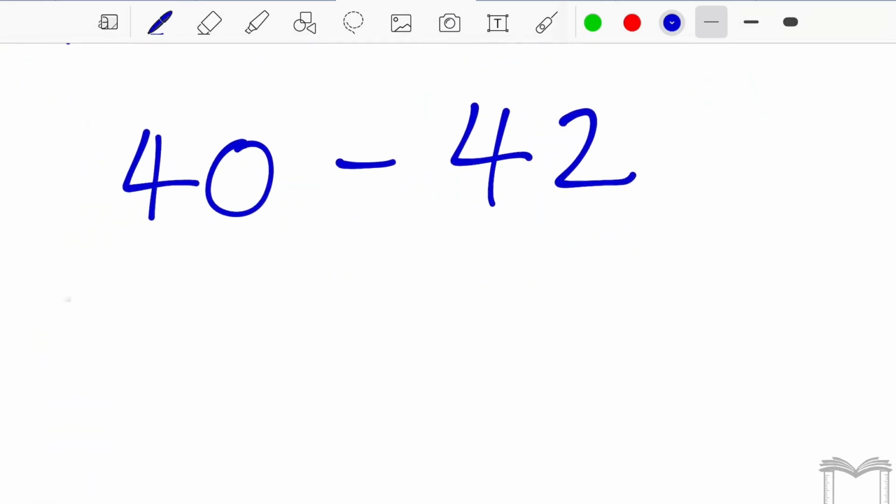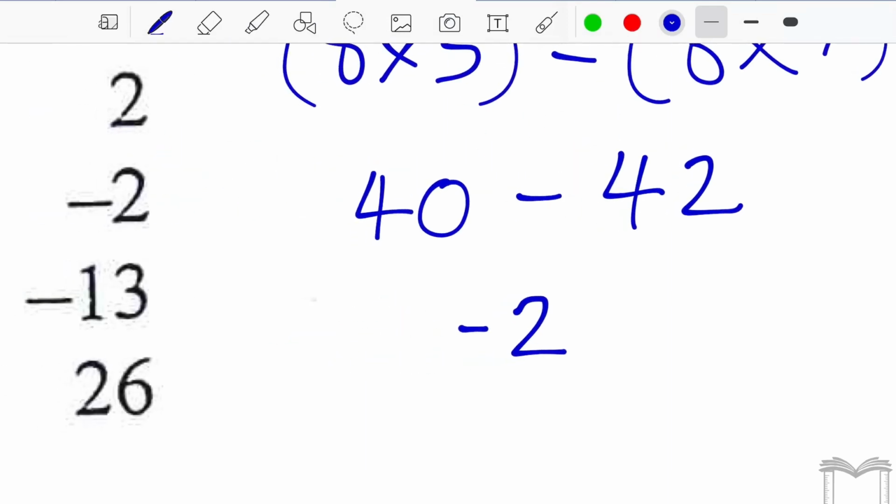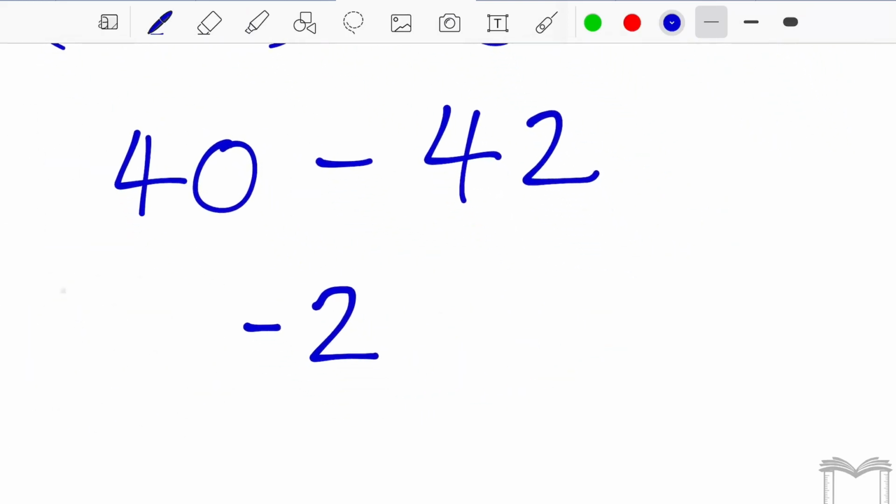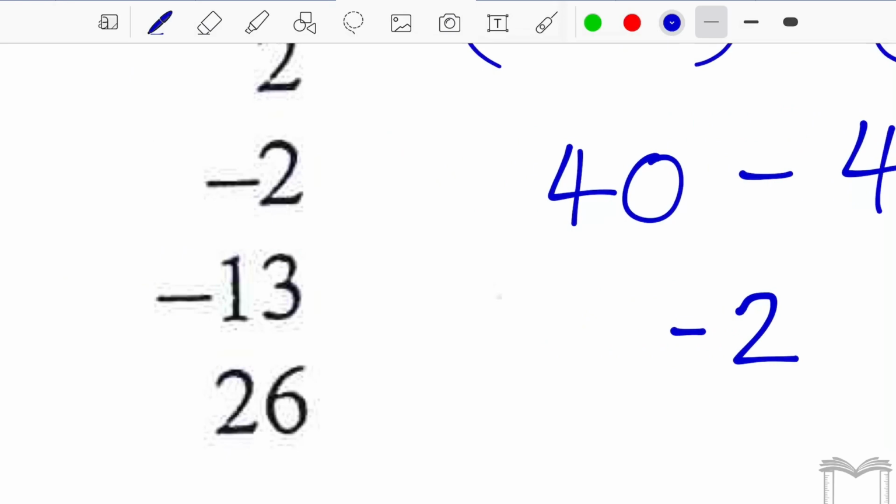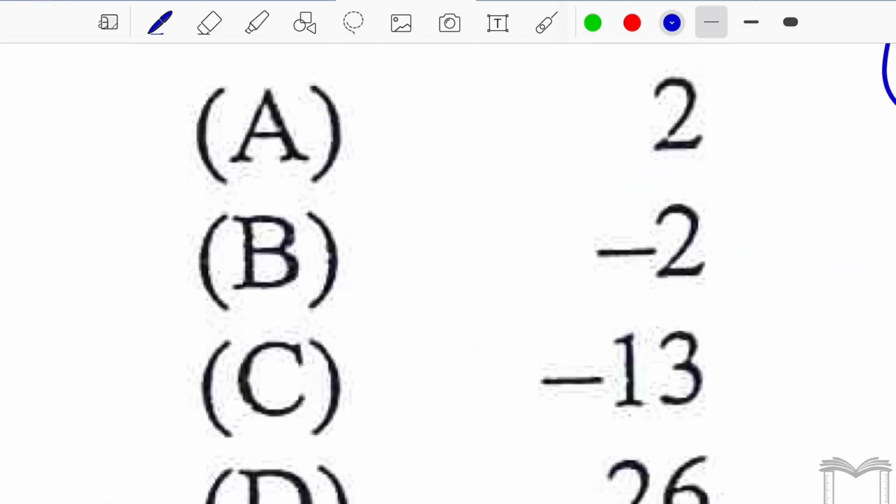40 minus 42, we have numbers with different signs. We say bigger number take away the smaller number, so that's 42 take away 40 is 2, and we keep the sign of the bigger number, so we keep the minus sign, so it's minus 2. Another way you can think of this is if you have $40 and you're owing, the minus represents owing. You are owing $42. It means when you pay the $40, you are still owing $2. So the answer is B.